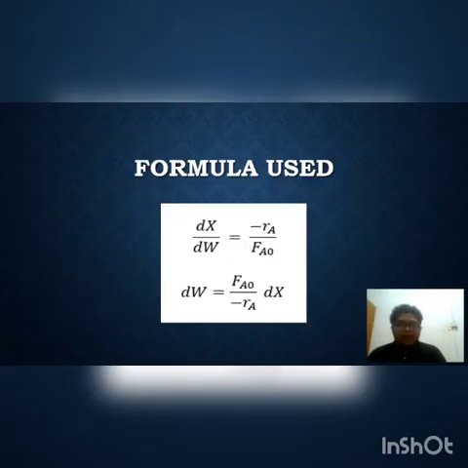This is the formula that we use for the PBR reactor. dX over dW equals negative rA over FA0. We will derive this equation so that we can get it into our integral form, and eventually we will get the weight of our catalyst and the volume of our reactor. These two properties are necessary to determine the design of the reactor in our process. Thank you. And let's move on to the next part.